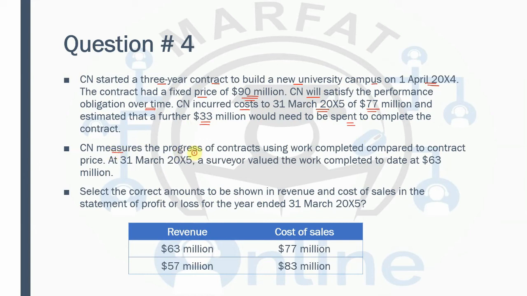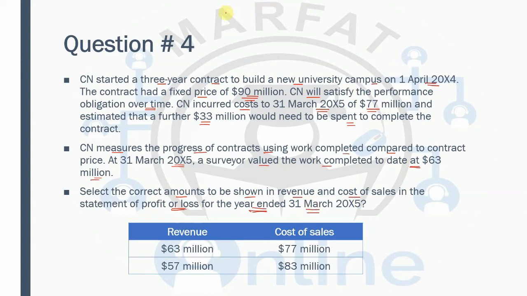CN measures the progress of the contract using the work completed compared to the contract price. At 31st March 20x5, a surveyor valued the work completed to date at 63 million. Select the correct amounts to be shown in the revenue and the cost of sales in the statement of profit or loss for the year ended 31st March 2025.